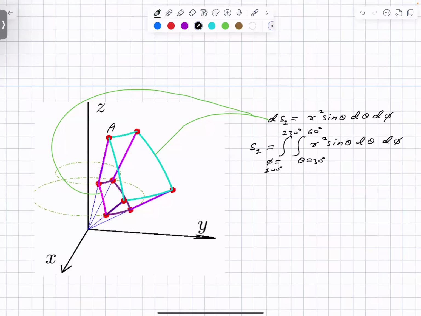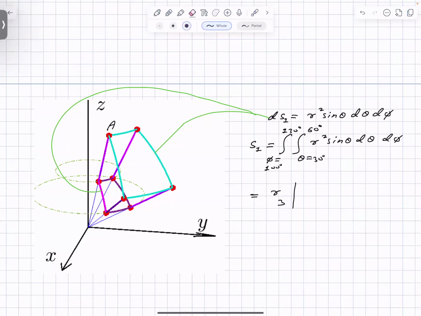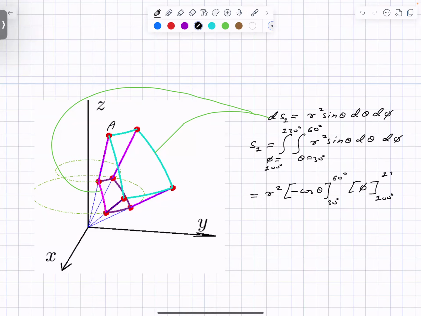Okay, so let's compute this one first. We can integrate r squared first. We get r cubed by 3, and sorry, we don't integrate r squared. R squared is a constant. So we factor that out. And then we integrate sine theta. We get negative cosine theta. And the limits are 30 degrees to 60 degrees. And then we integrate over phi. We get just phi. And that's from 100 degrees to 130 degrees.